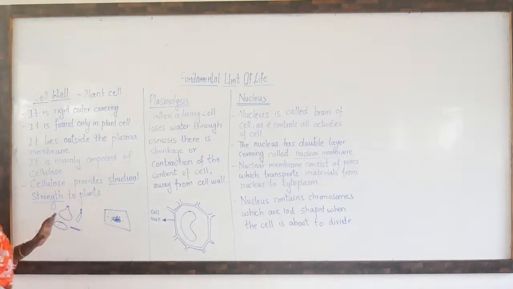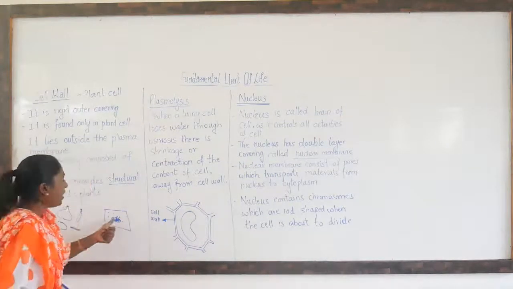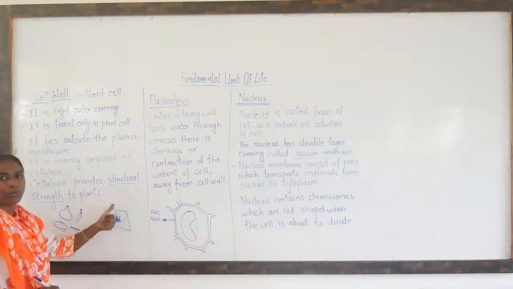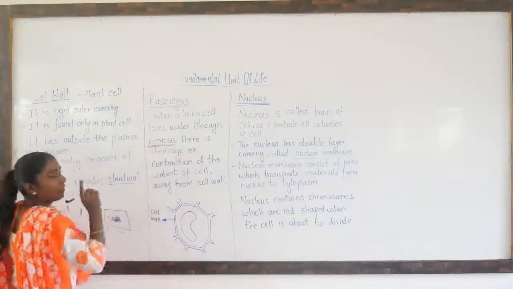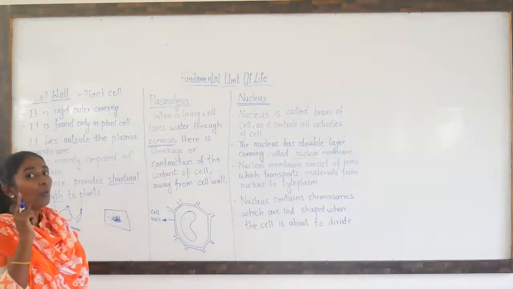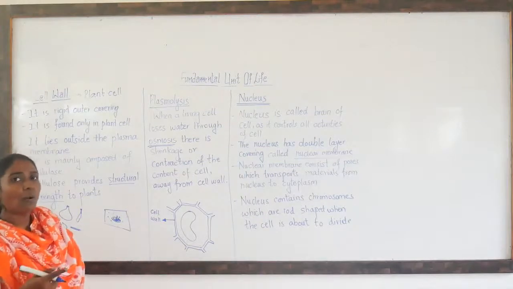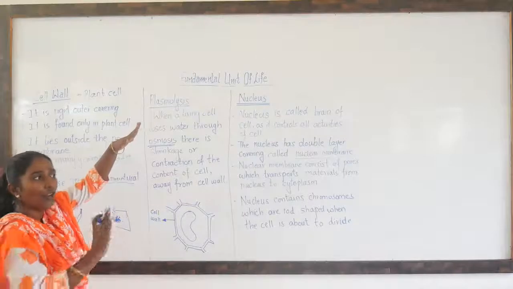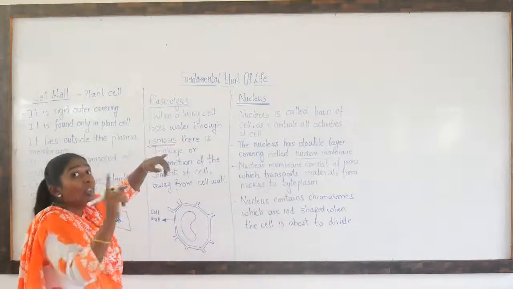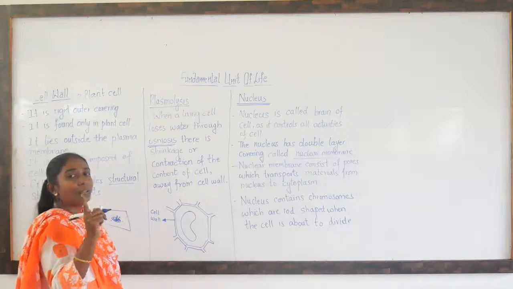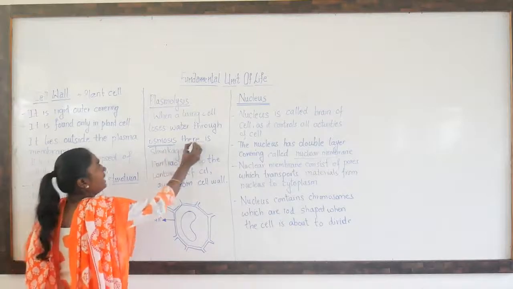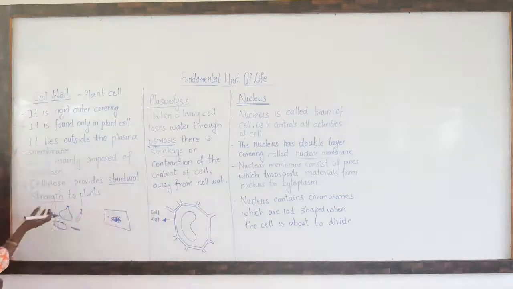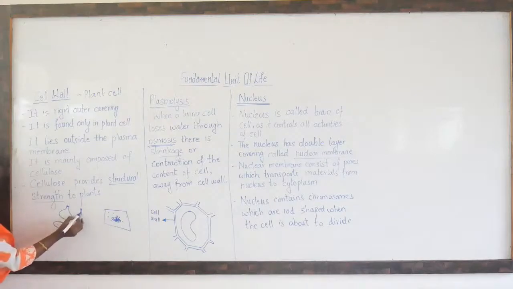So plasmolysis is nothing but when a living cell loses water, by which process children? Osmosis. Please remember the definition: movement of molecules from a region of higher concentration to the region of lower concentration through a semi-permeable membrane. Here it is very important, whenever you say osmosis, it is through a semi-permeable membrane. When the water is removed, what shape of the cell comes now? It is referred to as shrinkage.